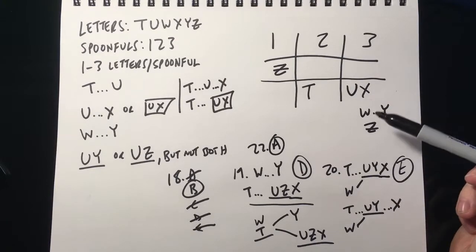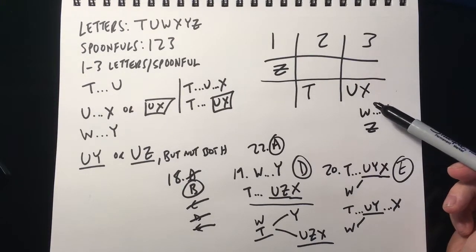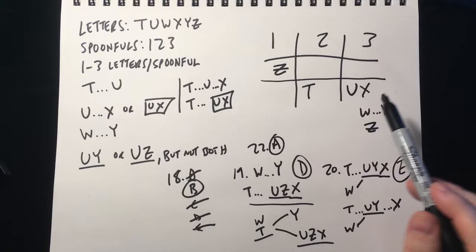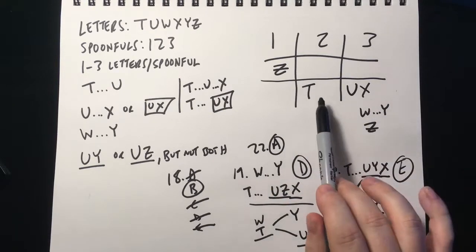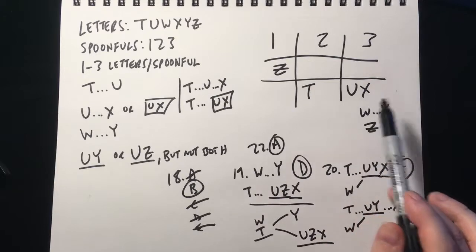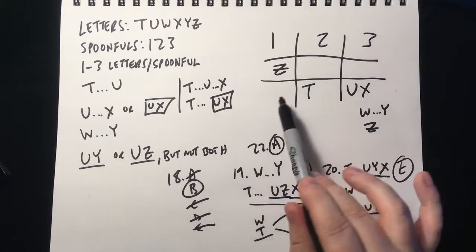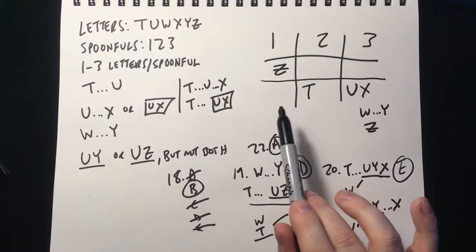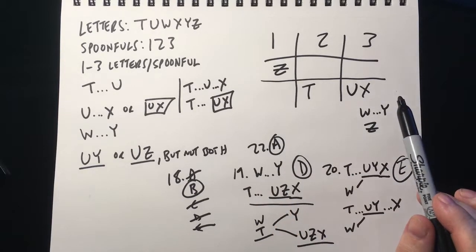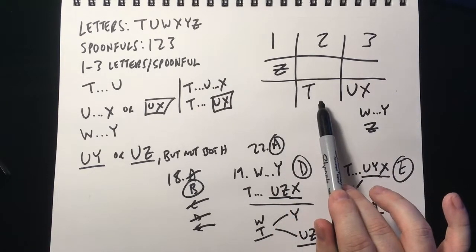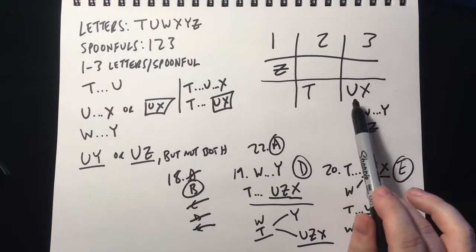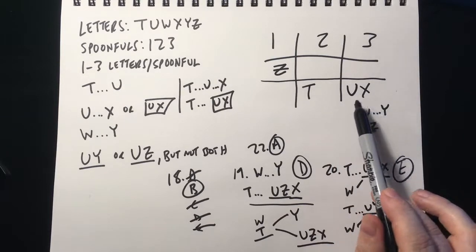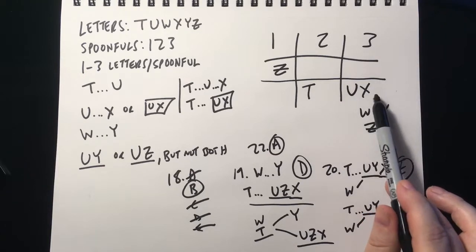the other ones. Answer choice B says 3 letters in the first spoonful. I can't have 3 letters in the first spoonful. W is coming before Y, so Y is definitely in spoonful 2 or 3. And W and Z, they're the only things that could go there. Exactly 3 letters in the second spoonful. If I put 3 letters in the second spoonful, I wouldn't have anything to go with the U. I wouldn't have the UY or the UZ. I need a third letter here.